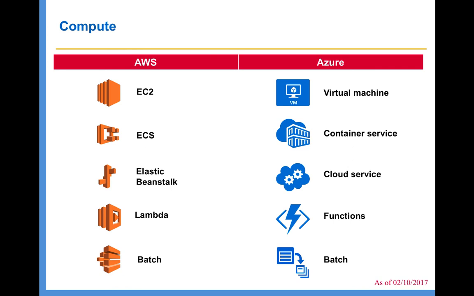And coming to the fourth one, which is Lambda and Functions. If you want to implement a piece of code without worrying about where to deploy, the underlying versions, patching and all those stuff, then you can use AWS Lambda or Azure Functions. Using both of them, you'll be able to write a piece of function and deploy it in the AWS cloud or Azure cloud. And you can call that function from anywhere in the world as long as you're connected to the internet.